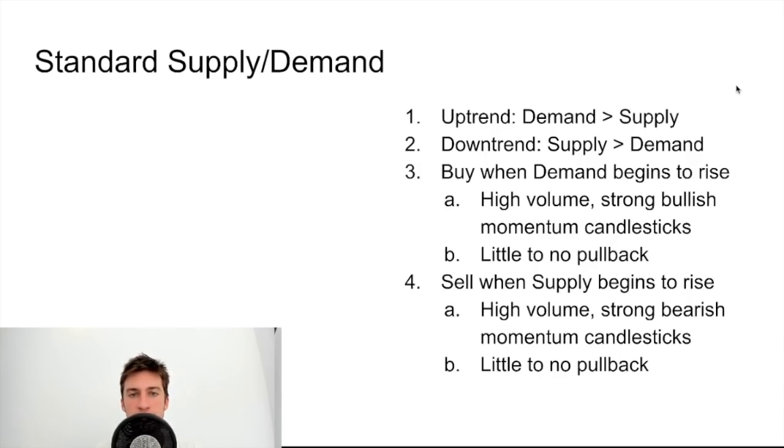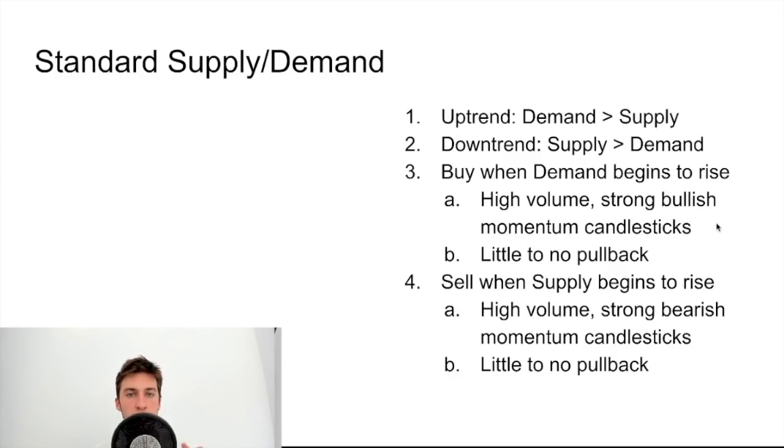So with standard supply and standard demand, as I said before, these two do hold true, but we also want to look for evidence that demand is higher than supply and evidence that supply is greater than demand. We want to buy when demand begins to rise, and a sign that demand is beginning to rise is high volume, strong bullish momentum candlesticks.